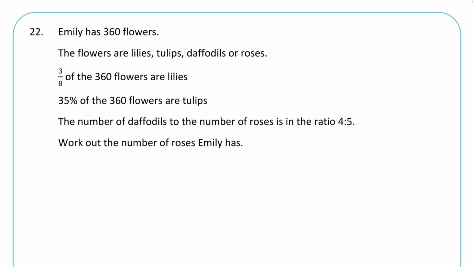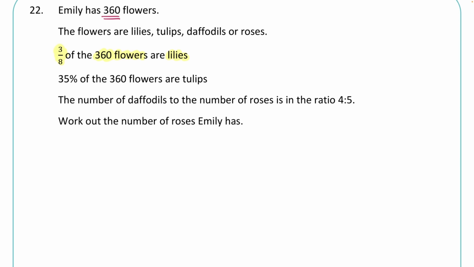So to start with, we want to go for this first piece of information here, which is that 3/8 of the 360 flowers are lilies. Now we've got quite a lot of flowers here, so all the numbers are going to be relatively high. We're going to have to do quite a bit of division. So let's just start working out the fraction of the amount. So 1/8 is going to be dividing by 8. So we are going to want to go for 360 divided by 8.